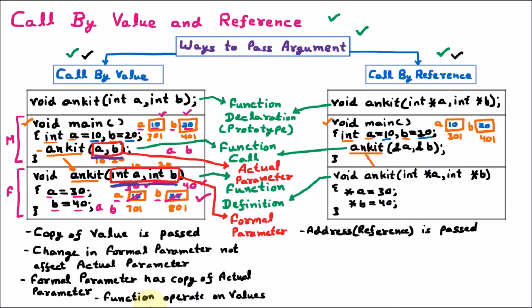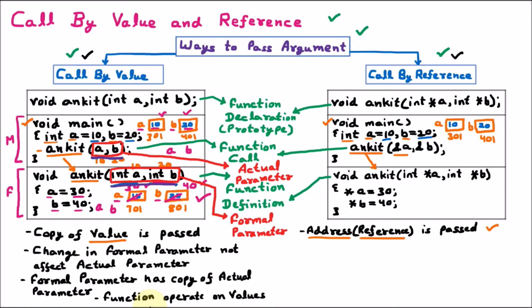So here the Ankit function will be called. And here we are passing the two parameters. One is &A. & is the address operator. So here we are not passing the value. Here we are passing the address or reference. So that is the first difference between call by value and call by reference, that in call by value, the value is passed. But in call by reference, the address or reference is passed.